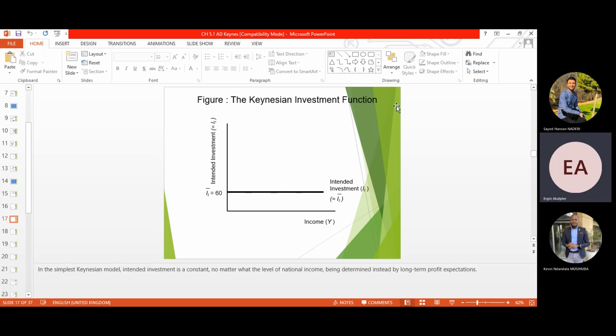And the Keynesian investment function, as you are observing here, is supposed to be a horizontal line. Here the intended investment is given against income. Since the saving is 60, investment is automatically expected to be 60. This is illustrated as a horizontal line, parallel to the income axis, and it is not affected by the other parameters. It is directly related to the percentage of the income which is given.